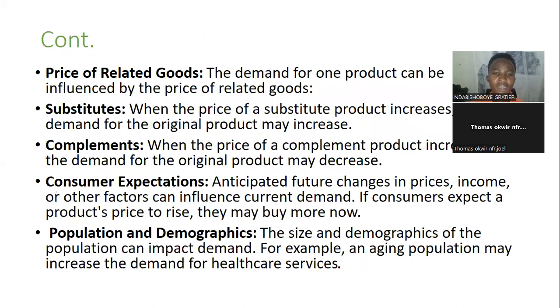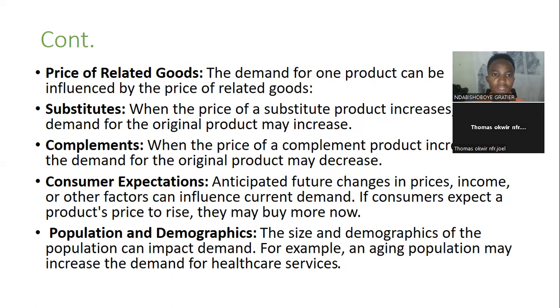Then we have the price of related goods. The demand for one product can be influenced by the price of a related good. For example, if you go to a shop and they tell you Colgate is 2,000 and ABC is 5,000, but both are used as toothpaste for brushing, automatically the demand for ABC will reduce and the demand for Colgate will increase, just because they serve the same purpose, they are related.